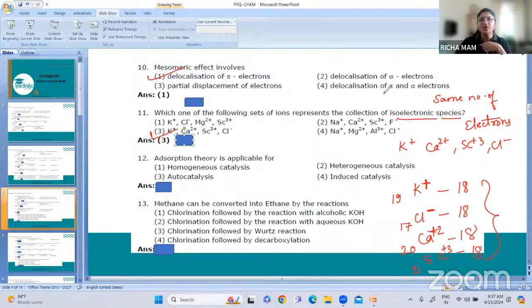Plus means what? Loss of electron, so you have to subtract that many. Minus, so here it is -1, so you have to add that many. Okay, next one. Adsorption theory. This is from surface chemistry, so leave this.